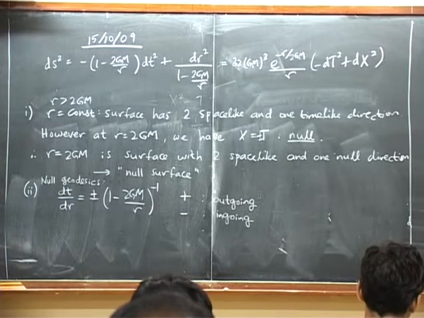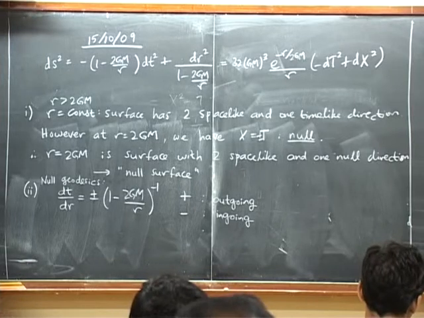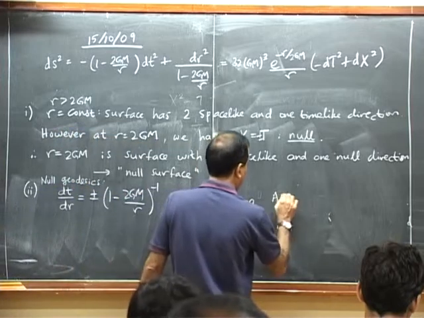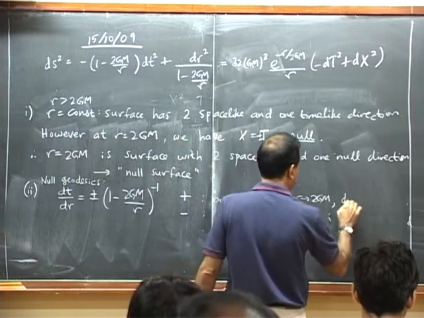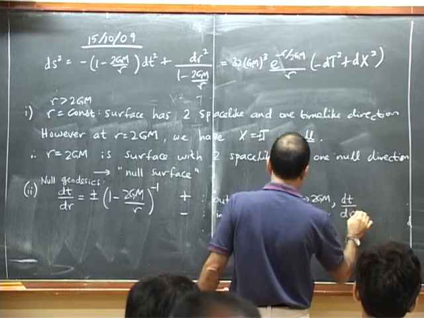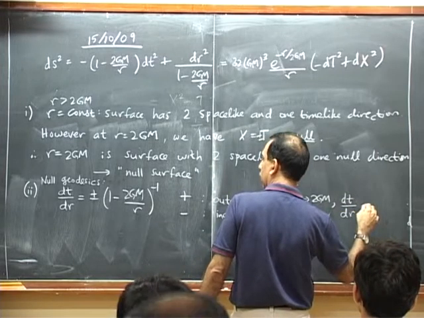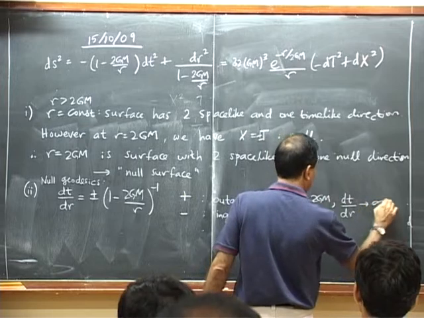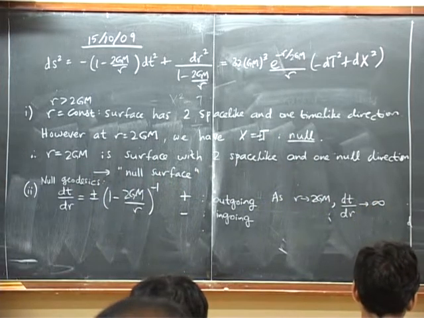Okay. So this is the geodesic in this. Now, let's ask what happens as r approaches 2GM. As r tends to 2GM, dt by dr tends to infinity. Sorry, here. It does tend to infinity. Okay. Now, what does that mean?